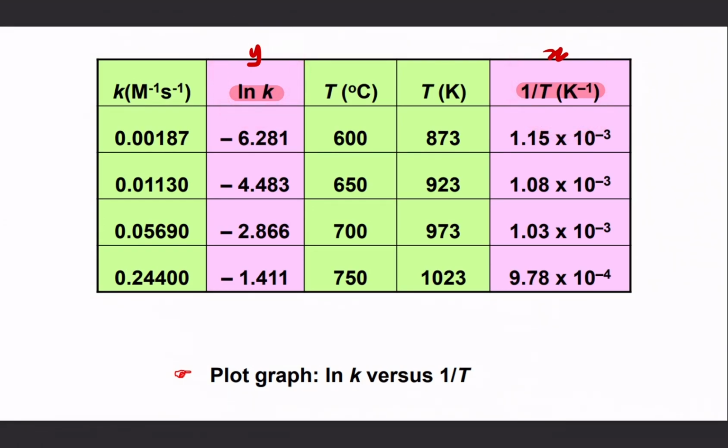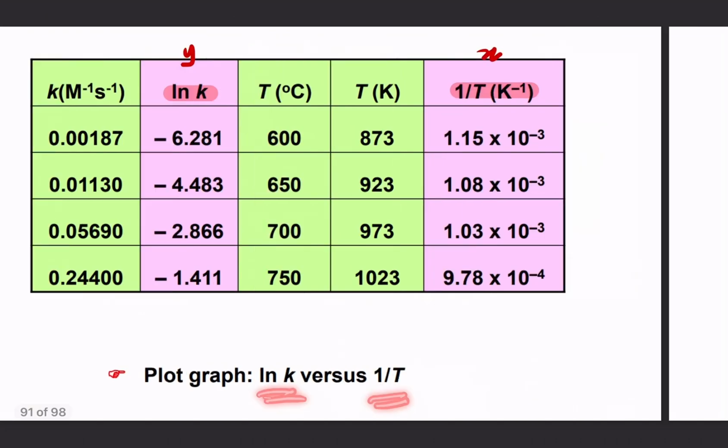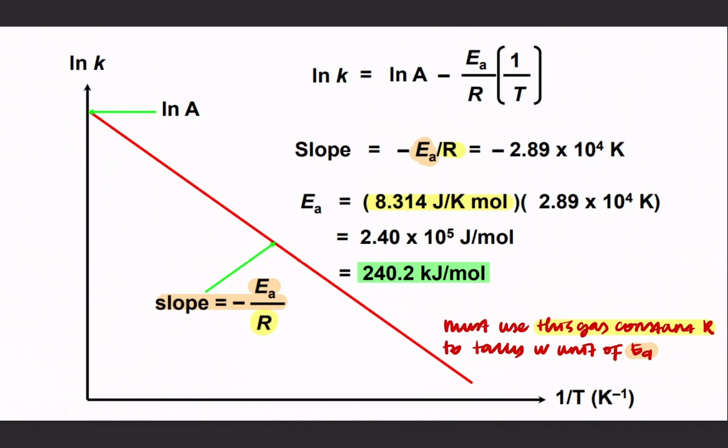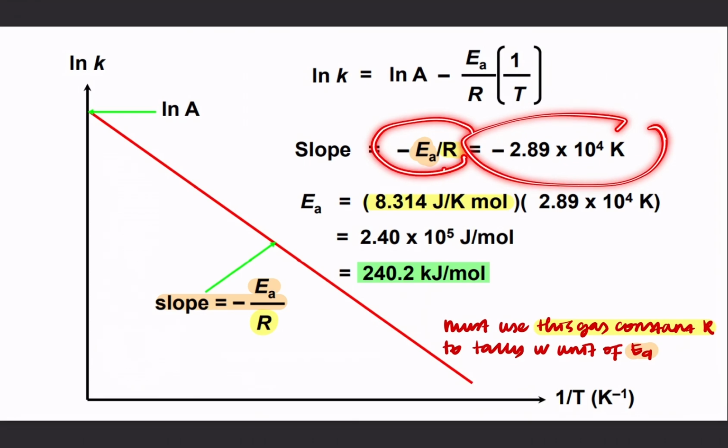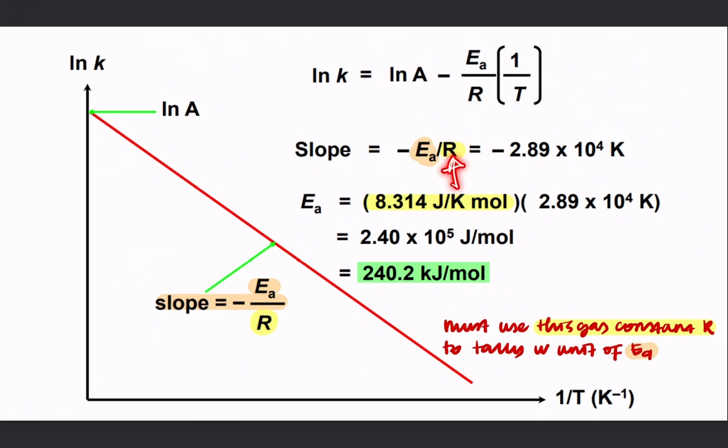So plot the graph of ln k versus 1 over T, and you should get this kind of straight line graph. From the graph, you can find the gradient. Once you get the gradient, you can just rearrange the values. Make sure to plug in the right gas constant. You're going to use 8.314 joule per Kelvin per mole, because it must tally with your activation energy.